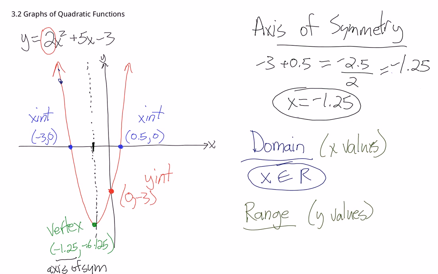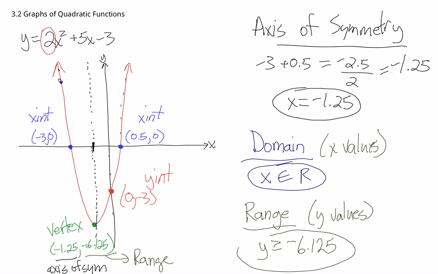So you can see in the positive direction, we go on and on forever upwards, but in the negative direction, we go down until we get to the vertex. We never go below the vertex. So our range will be from the vertex and larger, and we always write it as greater than or equal to. In this case, the second value of the vertex is your range. All of our numbers are greater than or equal to negative 6.125. We never get any values less than that. For this graph, that's the minimum. It's never going to go anything lower than that.